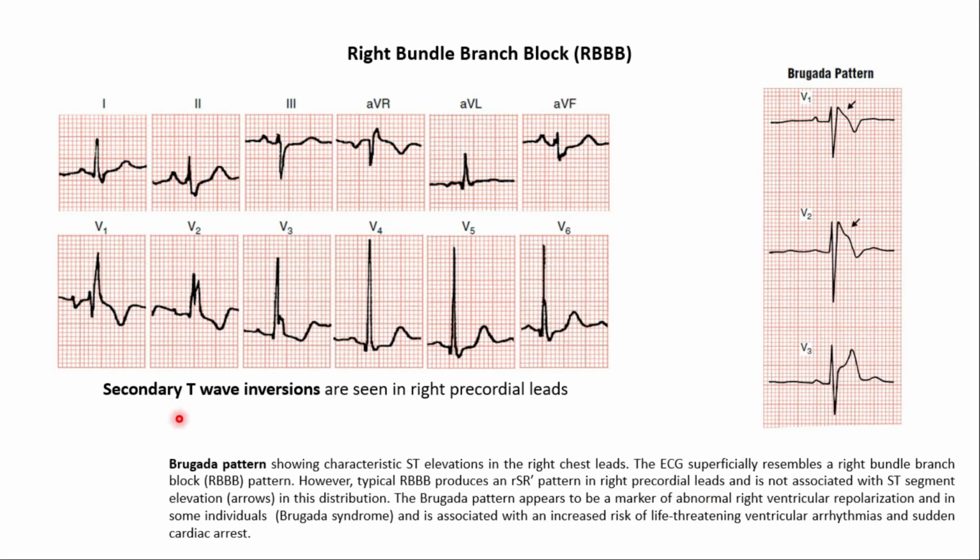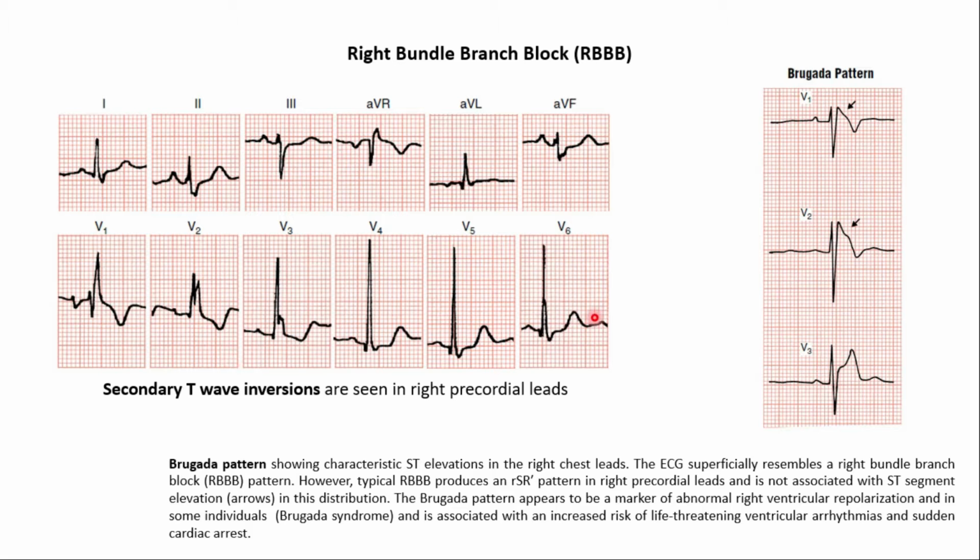So right bundle branch block can be seen more in the right precordial leads V1, V2 and V3. As we can see, there is an RSR pattern in lead V1 and in the right precordial leads, and it is associated with secondary T wave inversions. These secondary T wave inversions are generally seen in the right precordial leads.